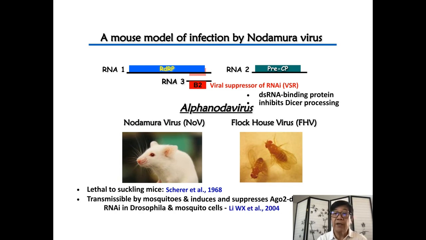Moreover, in a 2004 paper published by my lab jointly with Dr. Peter Palese and Dr. Adolfo Garcia-Sastre, we have shown that NoV replication induces AGO2-dependent antiviral RNAi in both Drosophila cells and mosquito cells. And we have shown that the NoV-encoded B2 protein is an active VSR in insect cells.